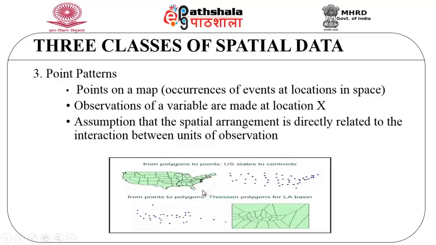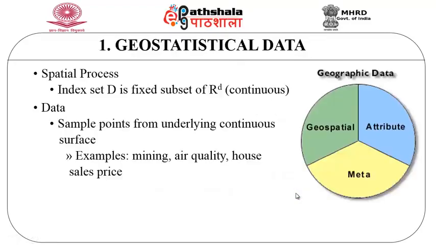So here we can see that from polygon to points, the US states are represented by their centroids, and there is another representation from points to polygon. The first one is polygon to points, and the second one is points to polygon kind of representation.